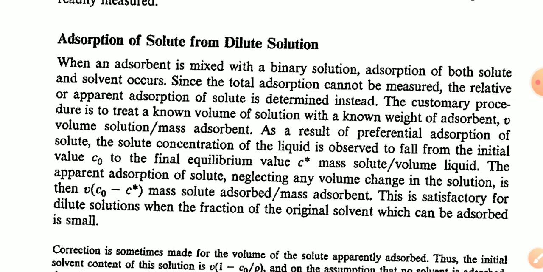The customary procedure is to contact a known volume of the solution, small v, with a known weight of the adsorbent, and the volume of solution per mass of adsorbent. As a result of preferential adsorption, the solute concentration falls from the initial value C0 to the final equilibrium value C star, mass of solute per volume of liquid. The apparent adsorption of the solute, neglecting any volume change in the solution, is then v(C0 minus C star), the mass of solute adsorbed per mass of adsorbent.